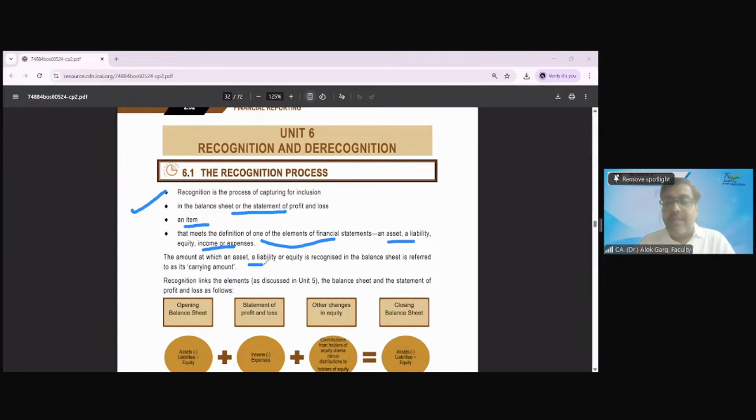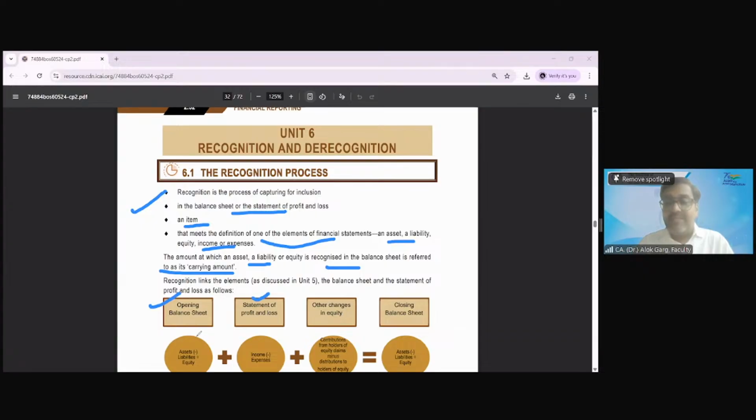The amount at which an asset, a liability, equity is recognized in the balance sheet is referred to as its carrying amount. Carrying amount means the amount at which that item is carried in the balance sheet. This is known as a carrying amount. Okay, right? Opening balance sheet, statement of profit and loss.